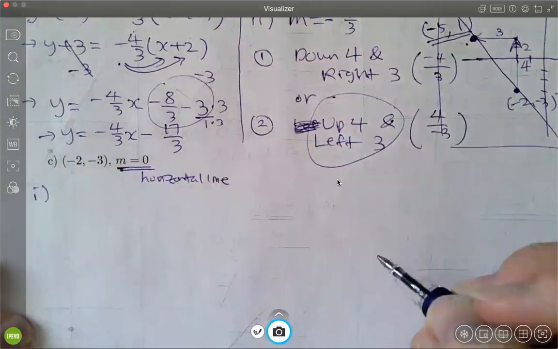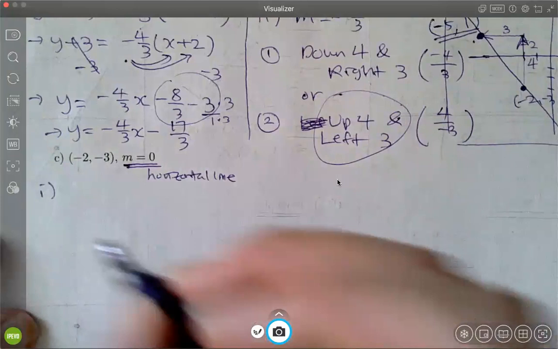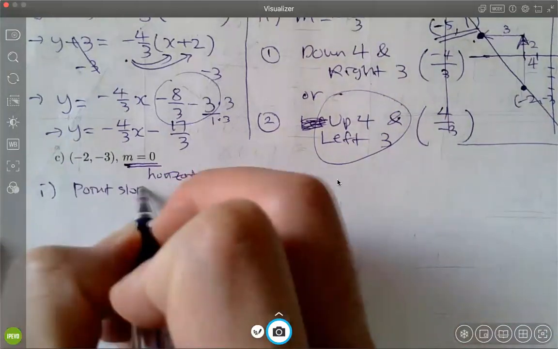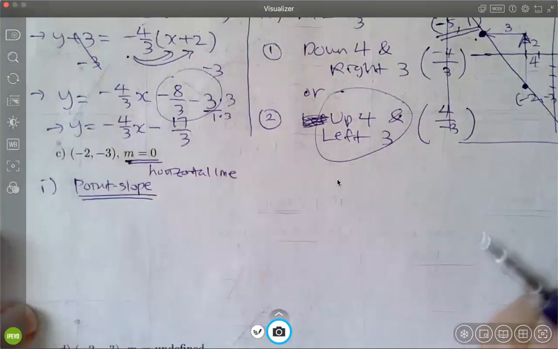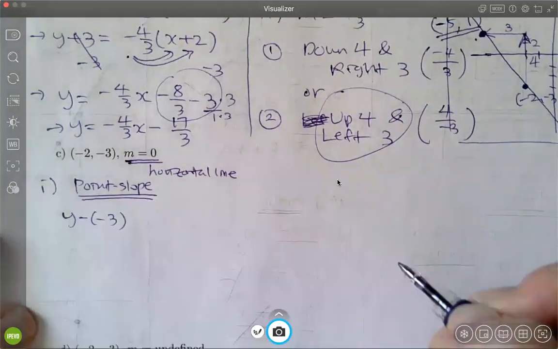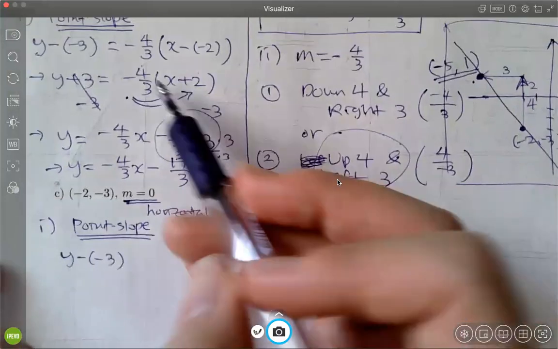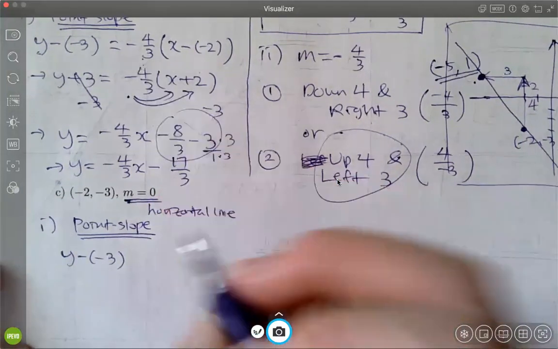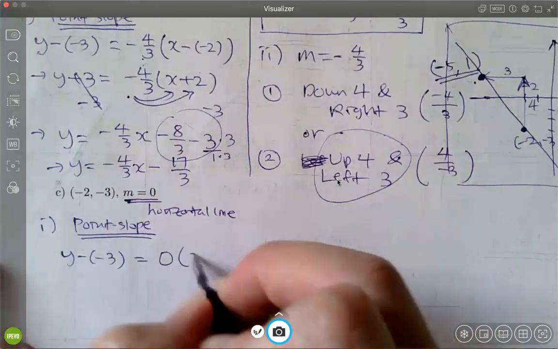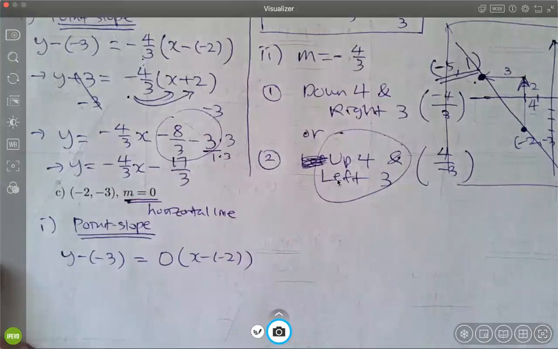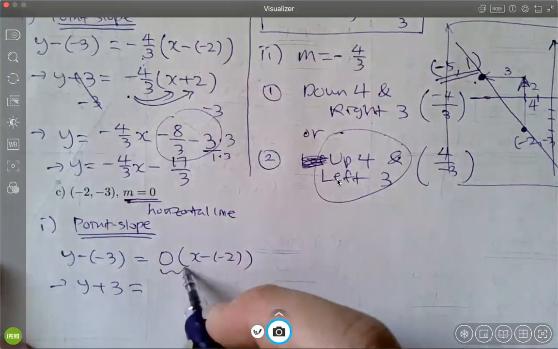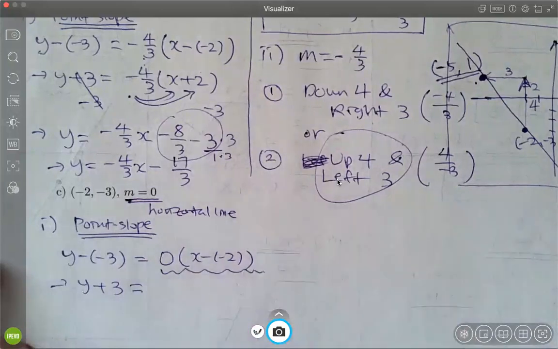So now, find the equation. Again, let's start from the point slope. Okay, so we have y minus negative 3. I'm just imitating what we have done before. And then the slope is equal to 0 times x minus negative 2. Okay, so now we have to rewrite this. So y plus 3 is equal to, what is the right-hand side? 0 times x minus negative 2, just x plus 2. This whole thing.